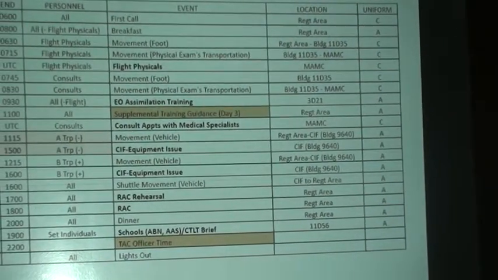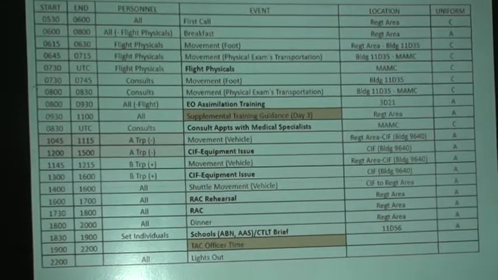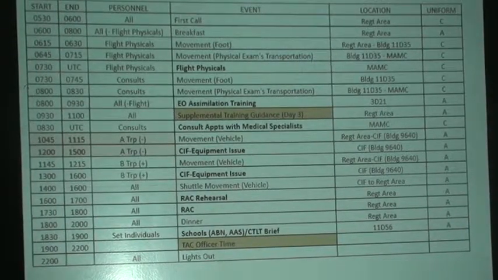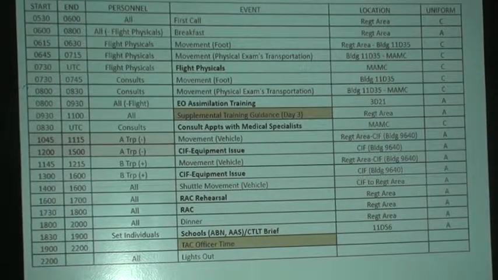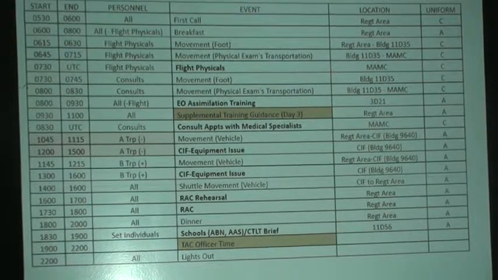Uniform Charlie is a summer improved physical fitness uniform with 1-quart canteen and reflective belt. Uniform for physicals and medical consults is Charlie with ID tags and jacket.